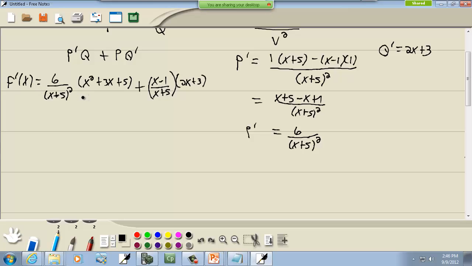Now, I don't know if it'll help us a whole lot. I was thinking about factoring out a 1 over x plus 5 because they have that in common. Yeah, maybe I'll do it. So when I factor that out, that gives me 6 over x plus 5 times x squared plus 3x plus 5 plus x minus 1 over 2x plus 3.